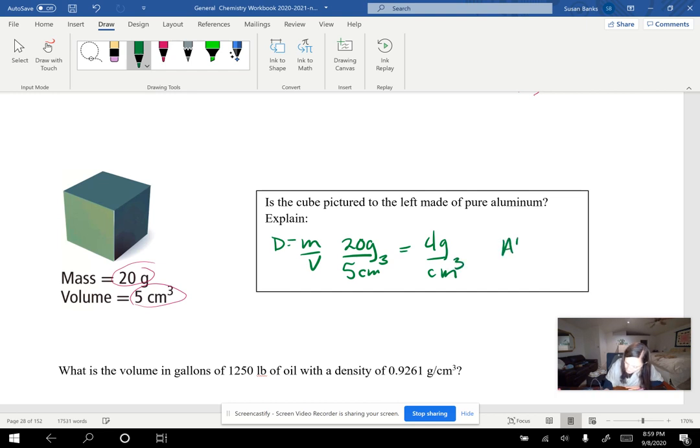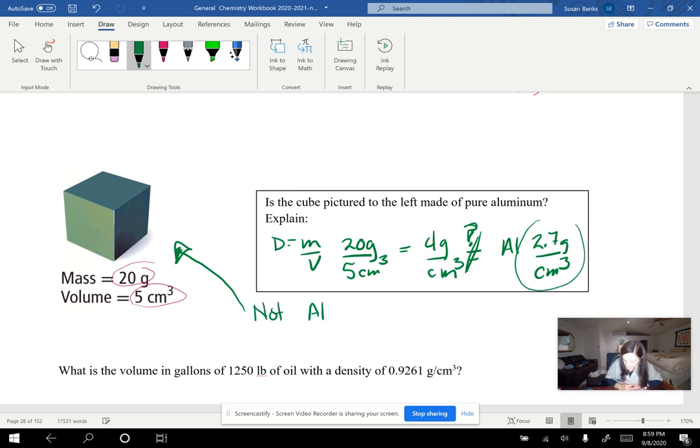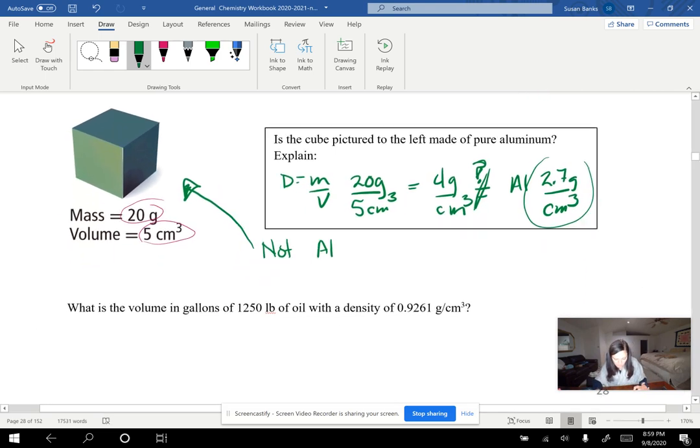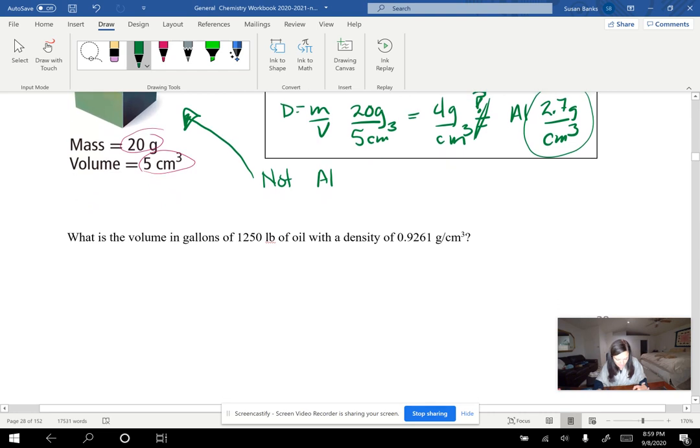Remember, aluminum had a density of 2.7 grams per centimeter cubed. Are these equal? I don't think they're equal. That is not equal. So that means this block, because that density is not the same as 2.7, is not aluminum. Okay? It's made with some other metal that is more dense.